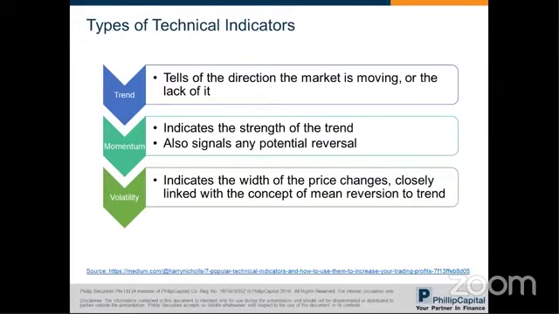So for the indicators, when evaluating them, you can categorize them into trend, momentum, or volatility when used for Forex trading. For trend, trend indicators tell you the direction of the market. Is it moving upwards or downwards, or is there no direction, maybe trading sideways or range bound? Then the trend indicators will show that.